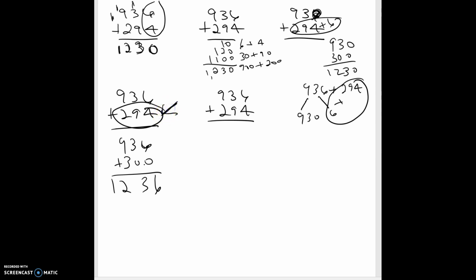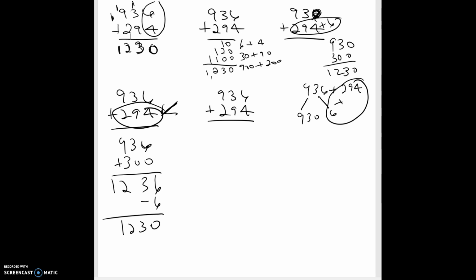I added too much, right? I added 6 too much because I rounded up by 6. So my sum is going to be 6 too big. So then subtract. All right.